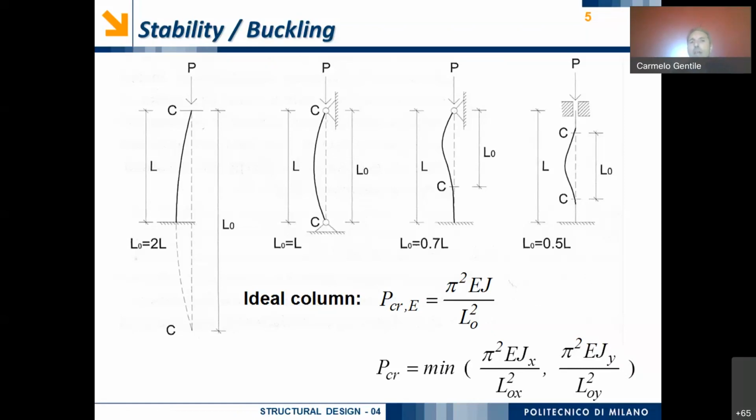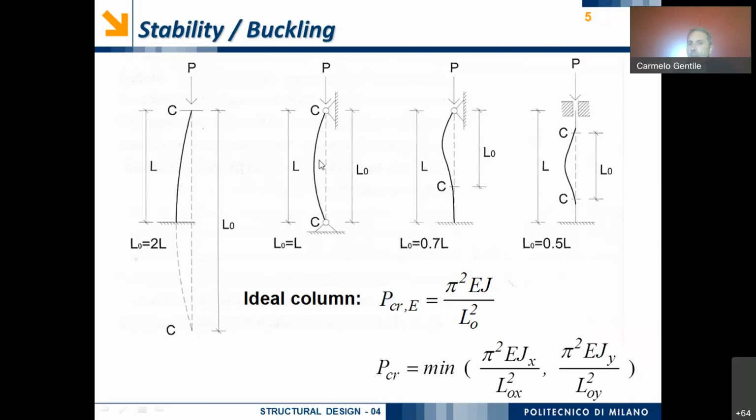Otherwise, if we are going to consider different constraint conditions at the ends of the column, L0 is denoted as effective length, and it is generally a coefficient beta multiplied by the real length of the beam. In practice, the effective length is the wavelength of the deformed shape under the critical load.